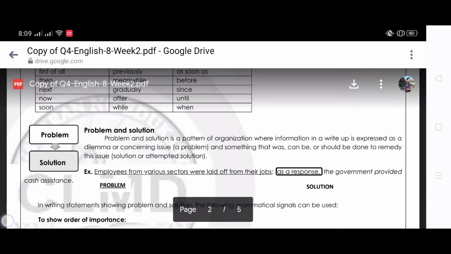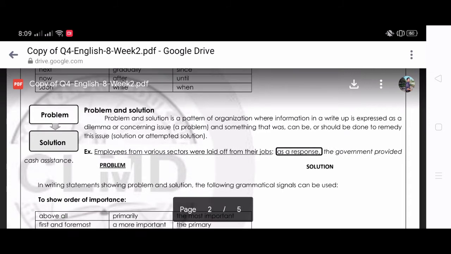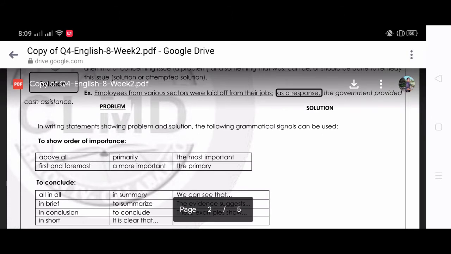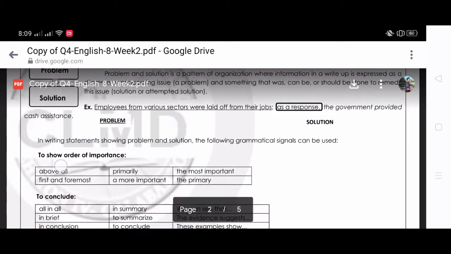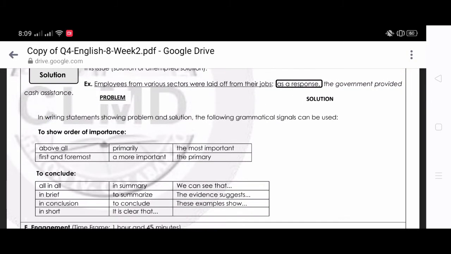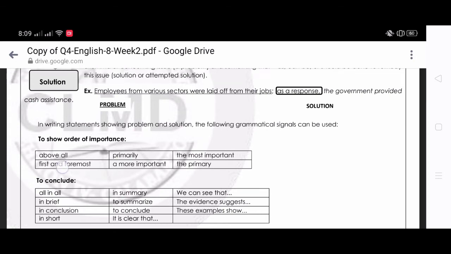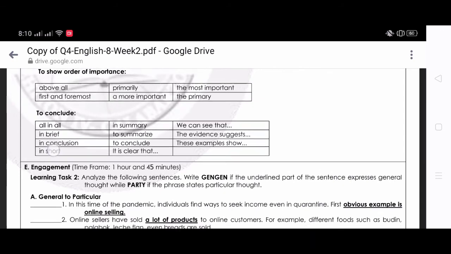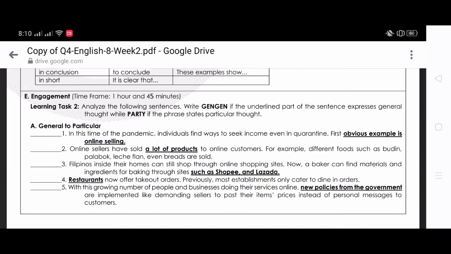Ngayon naman, yung pangalawang hindi natin discuss before ay yung problem and solution. Okay? So yung tulad nga na nabanggit ko kanina, ito yung nagpapakita ng problema at ng solusyon. Okay? So ito naman yung mga words na pwedeng gamitin para magpakita ng problem and solution na idea development. Ito. Above all, first and foremost. Ayan, primarily. Ayan. And etc. Okay? So, ito naman, sa engagement part, sa learning task 2, you should analyze the following sentence.